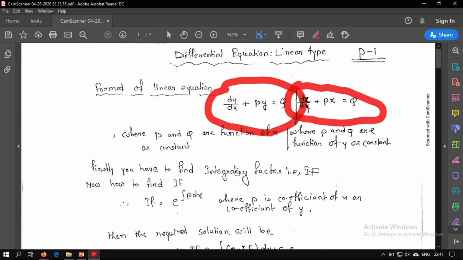Firstly, you have to find the integrating factor. Now, what is an integrating factor? We have to learn what an integrating factor is. Last class, when I told you about exact type equations, I told you about the integrating factor also. So an integrating factor turns non-exact equations into exact ones.